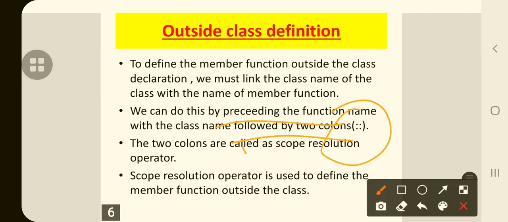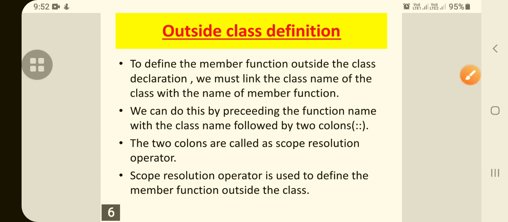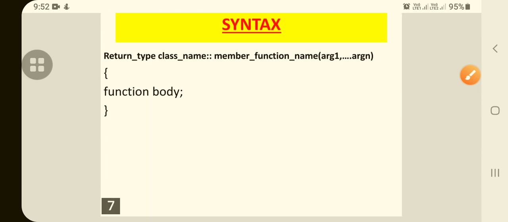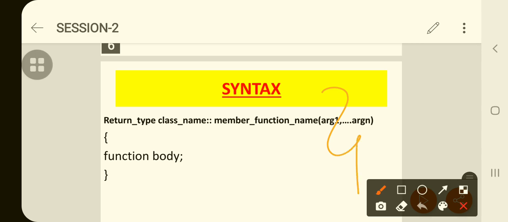These two colons are called the scope resolution operator. It is used to define the member function outside of the class. This will be used in the majority of the programs which will be discussed in the next classes. It is used to access the member function outside of the class.